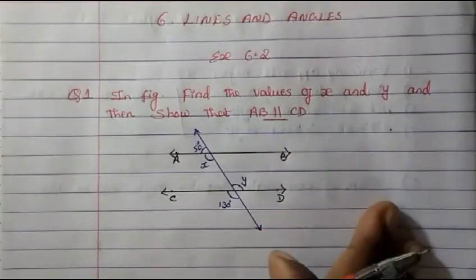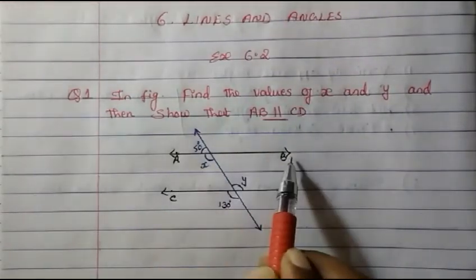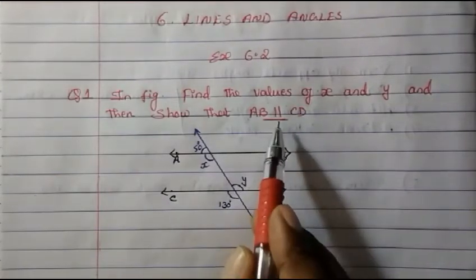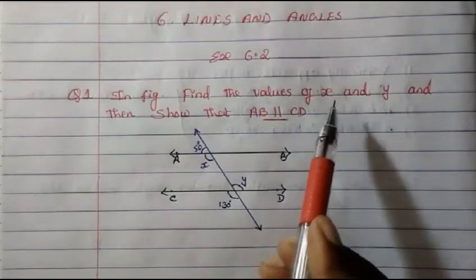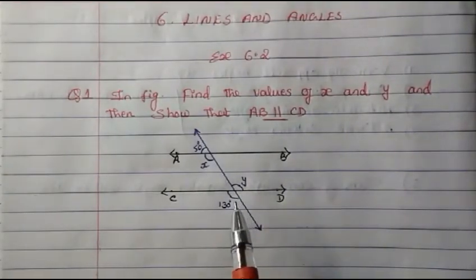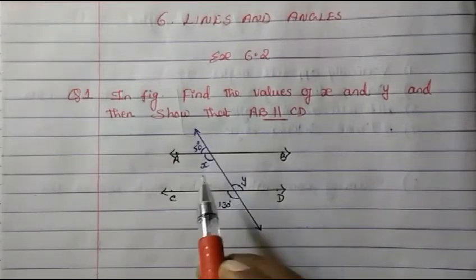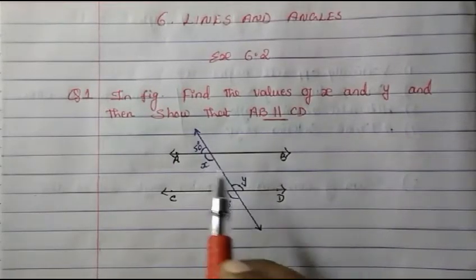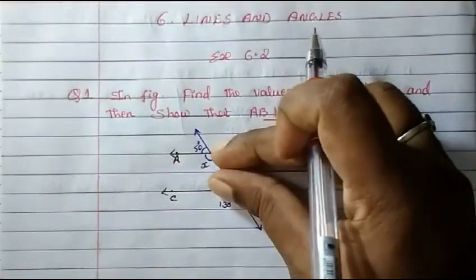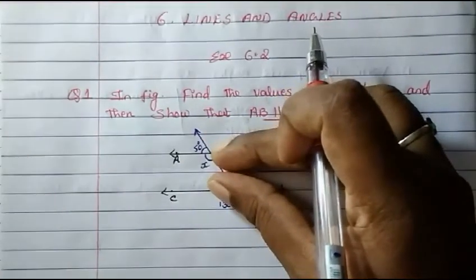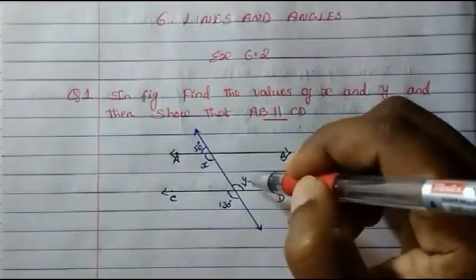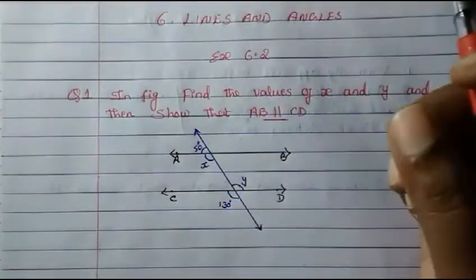If you see the figure here, you can see line AB is here, line CD is here. We have to prove these two lines are parallel, and then find the values of x and y. So x is here, y is here. Just look at this figure and see what these angles x and y are. x and y are inside these two lines. That means they are interior angles, and they are opposite to each other. So that means alternate interior angles.